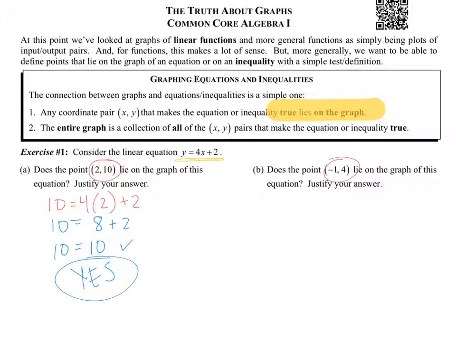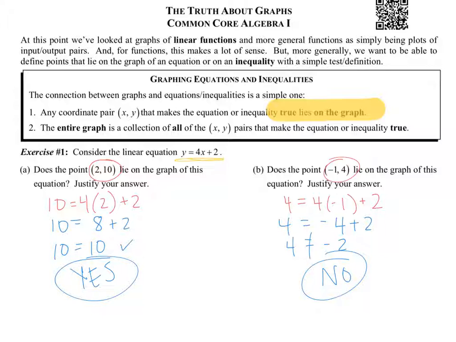Now we're going to use this point with the same equation. So, does 4 equal 4 times negative 1 plus 2? Well, 4 times negative 1 is negative 4. Negative 4 plus 2 is negative 2. 4 does not equal negative 2, so no, it does not lie on the graph.